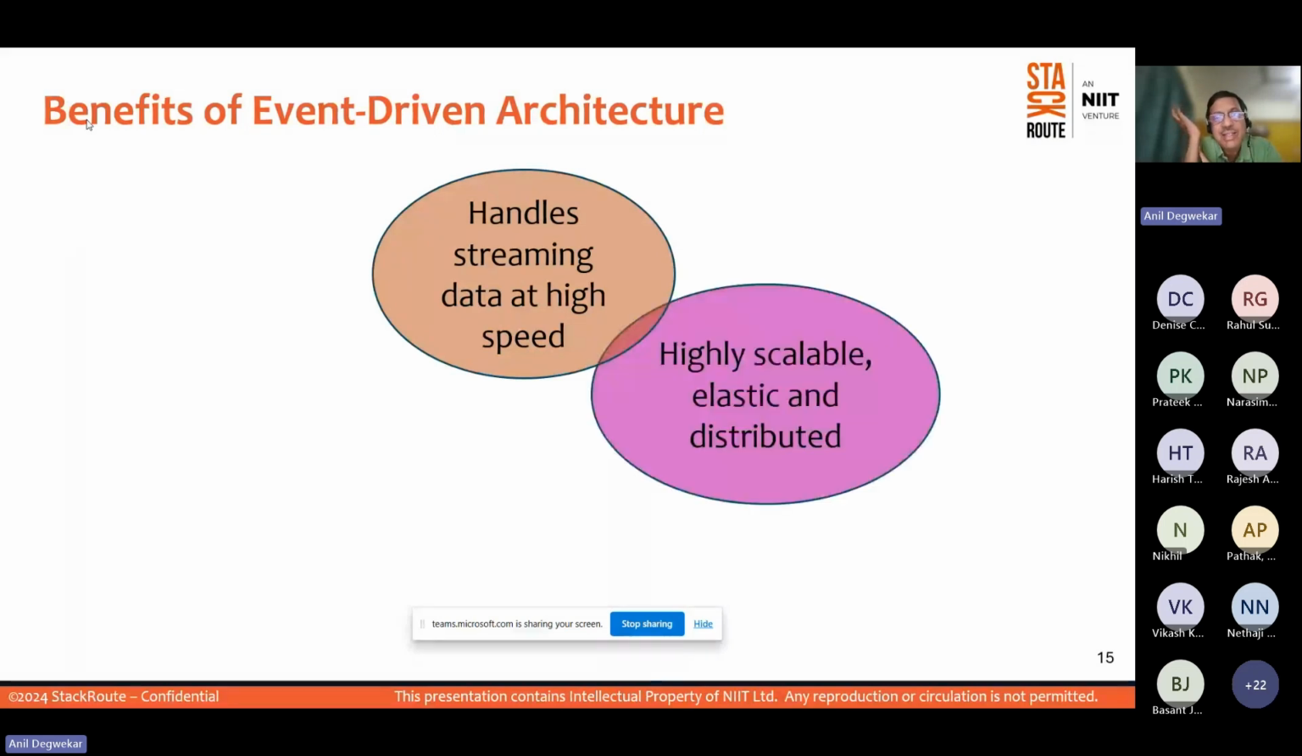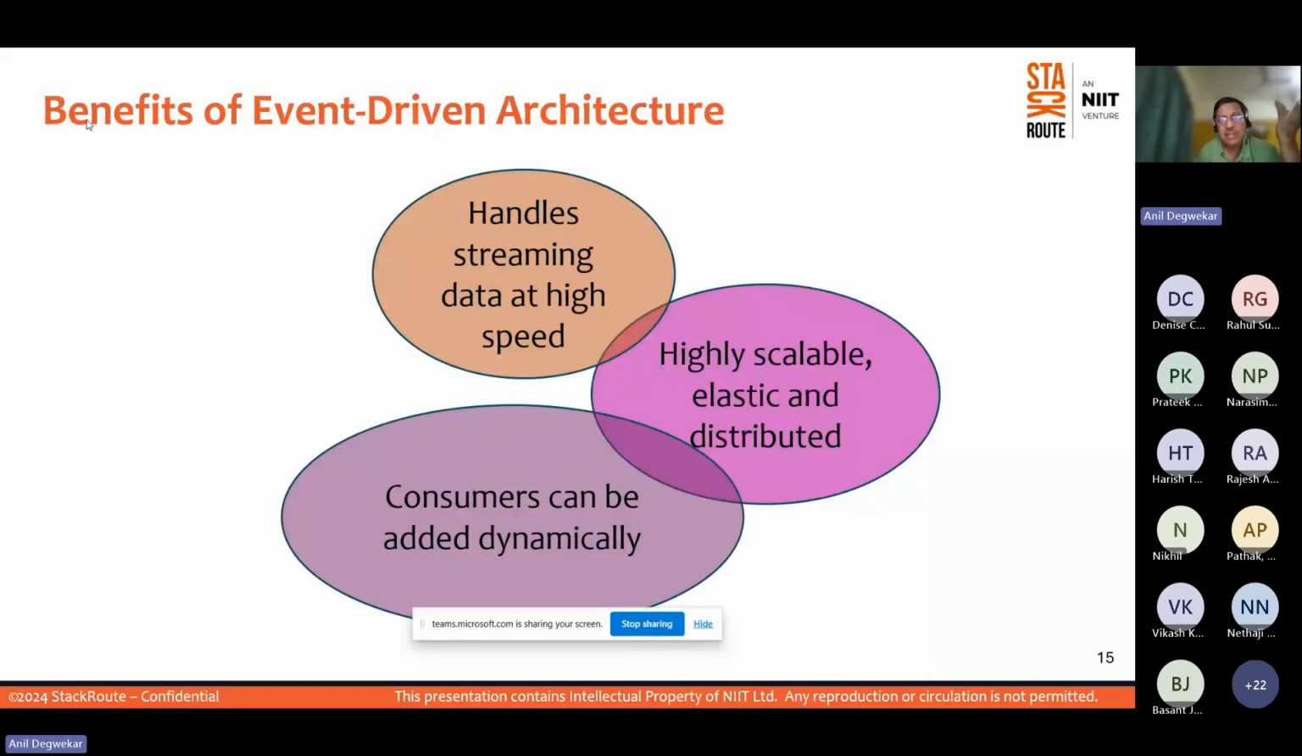It is also highly scalable, elastic, and distributed. Scalable because you can add more processors, more consumers, more topics, right? There is no limit technically to how many consumers you can add. It's highly distributed, right? So producers and consumers can be deployed on different servers, on different sites, on different clouds, or different containers, right? So highly distributed, highly scalable, highly elastic.